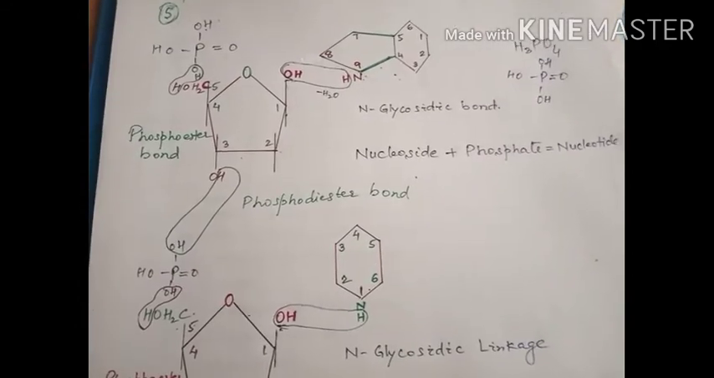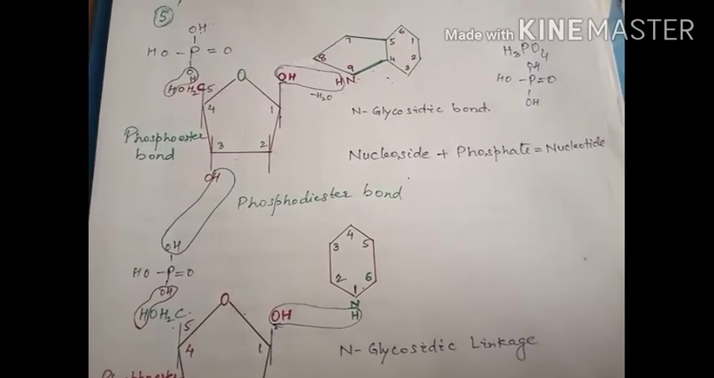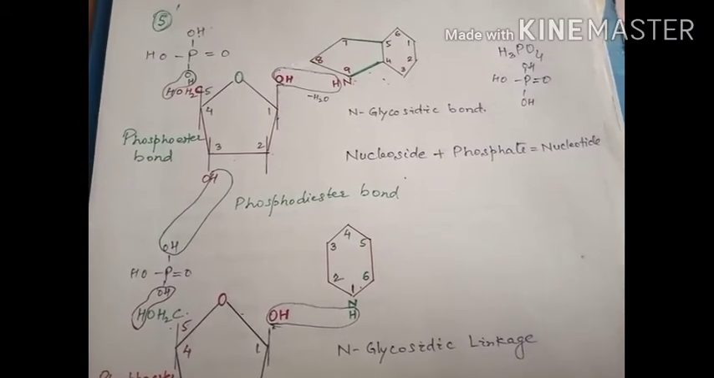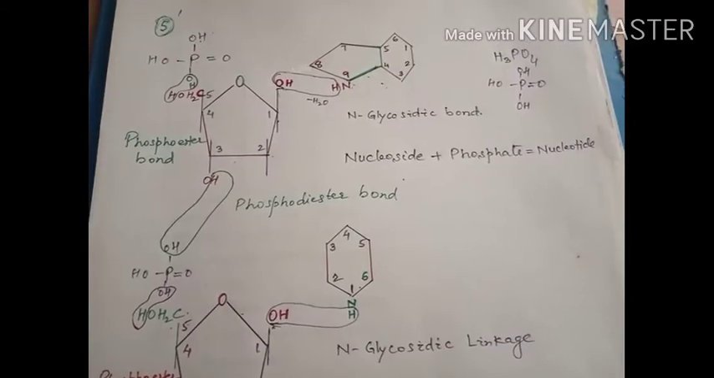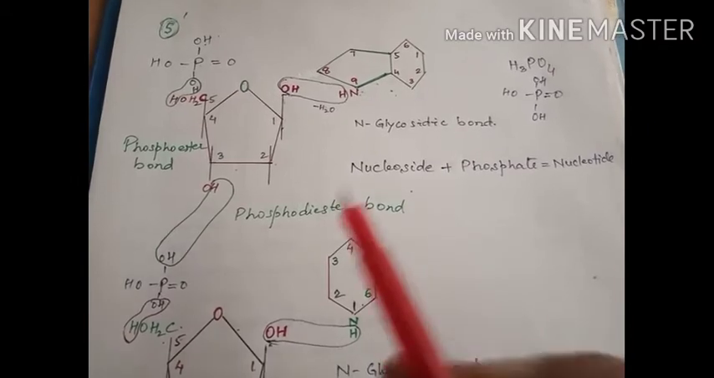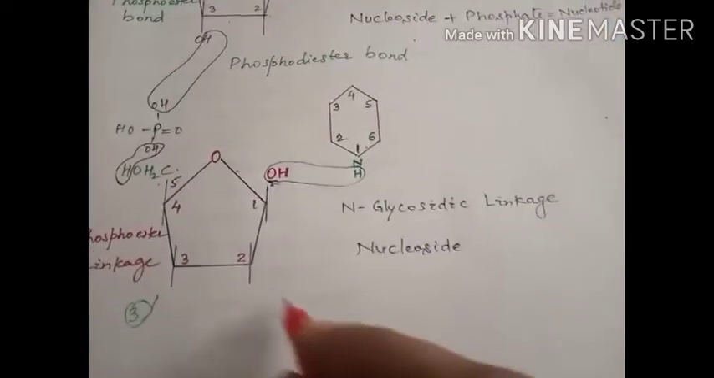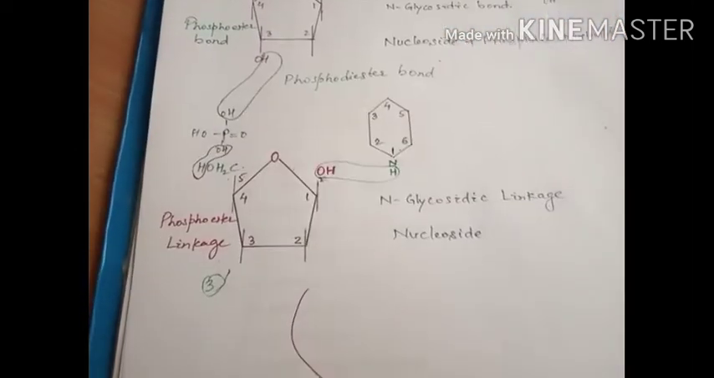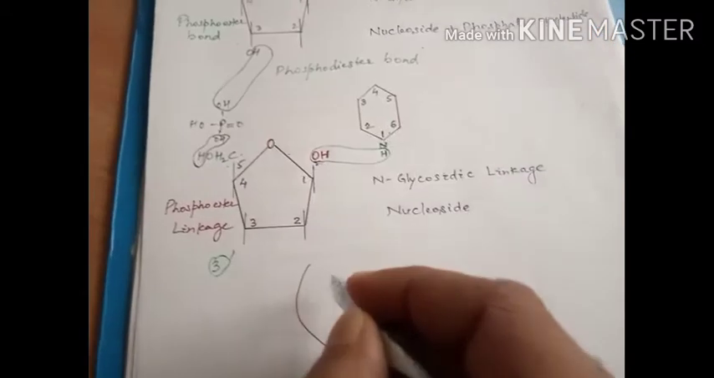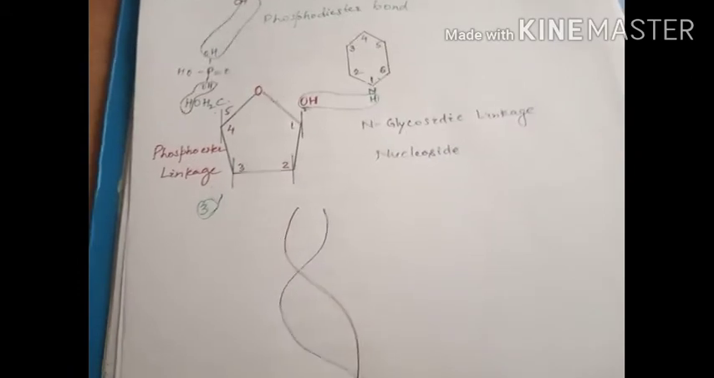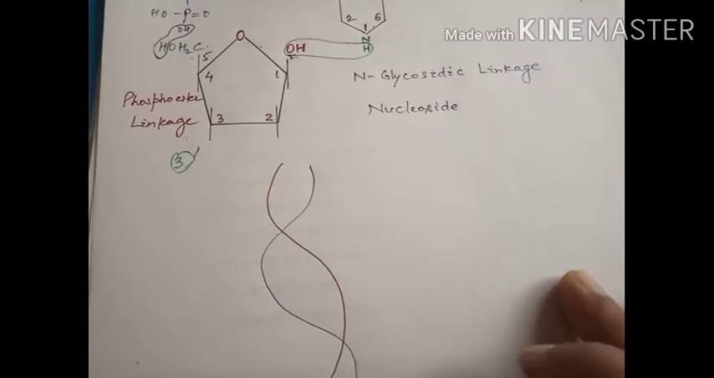Now we'll discuss the molecular structure of DNA. Keeping the chemical composition in view, James D. Watson and F.H.C. Crick proposed a double helix model of DNA in the year 1953. They proposed that each DNA molecule is composed of two polynucleotide strands. Suppose this is one strand and the other strand is also present there, forming a double helical structure.